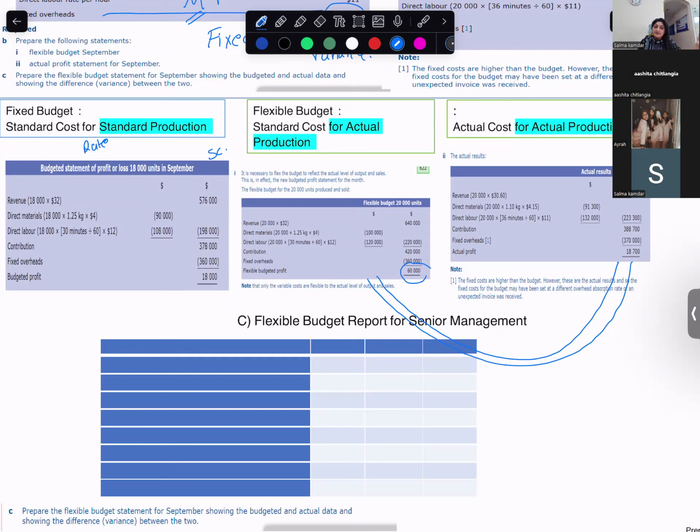Answer me. As per your expectation, you expected to make a profit of 60,000, yes or no? But actually, you made a profit of 18,700. That means there is a variance. Your standards are not matching the actuals, even though the quantity is the same, quantity is actual production.